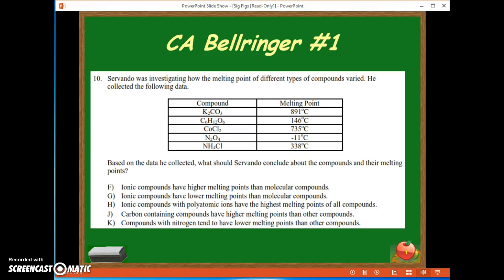Right now what you should have out is a bell ringer, a pen or pencil, and a periodic table. Other than that, you don't need anything else right now, so I'll give you about 30 seconds. Go ahead and take those three things out.